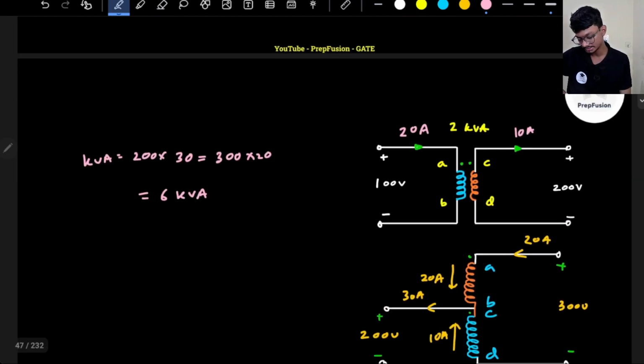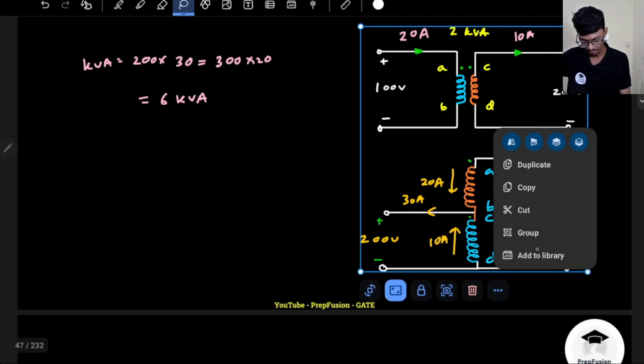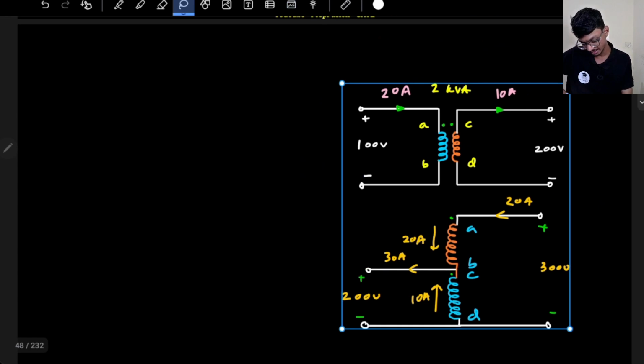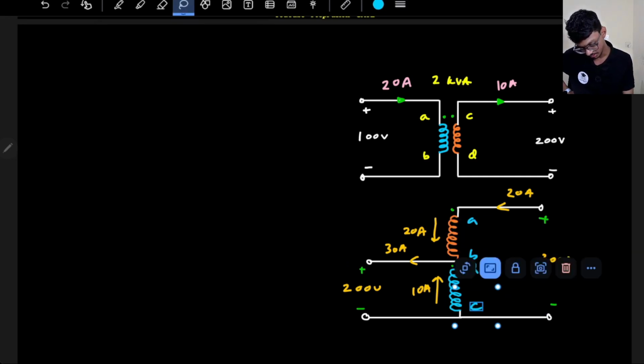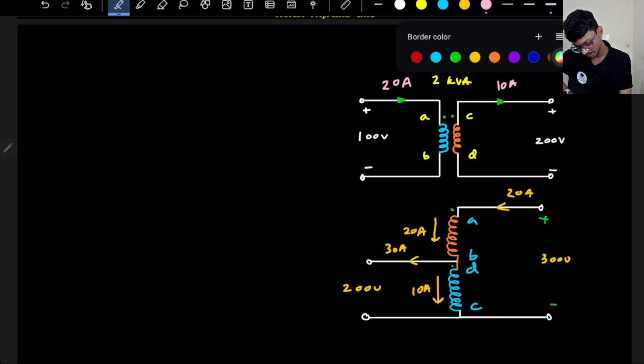Now let us try other arrangements as well. Now I will not short C and B, I will short D and B. So C will be here and B will be here. The direction of the current will change and this polarity also will change, although it does not matter much.